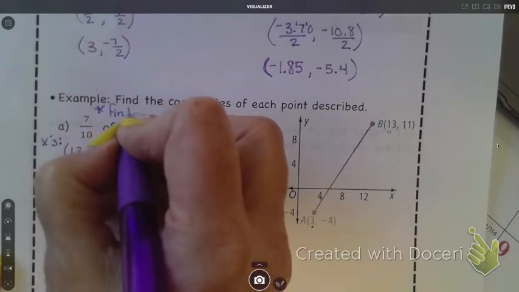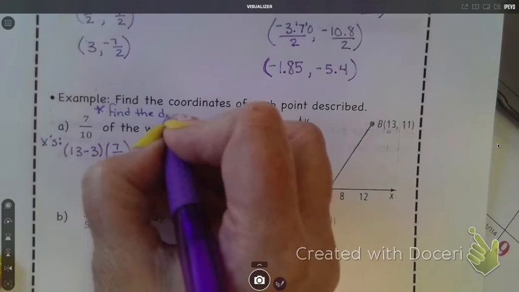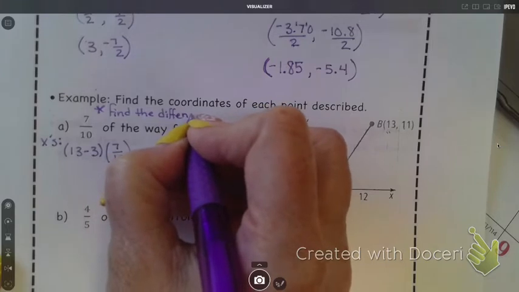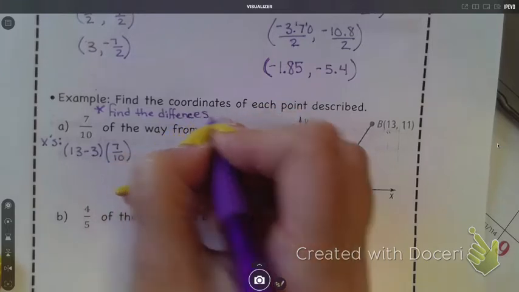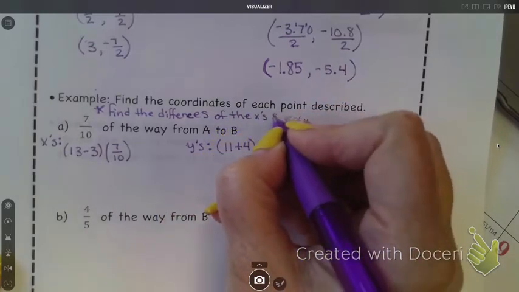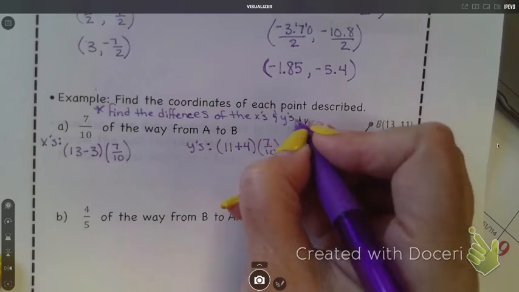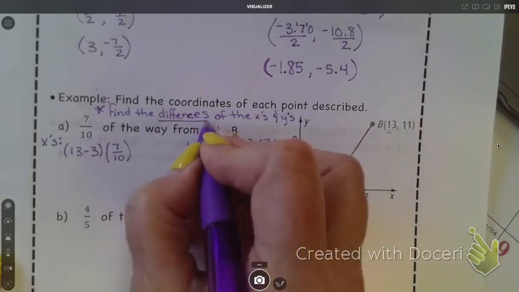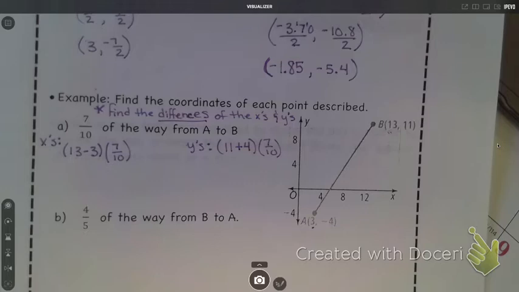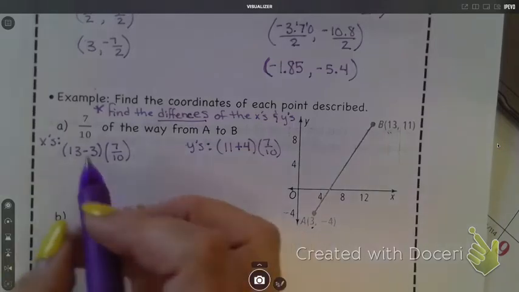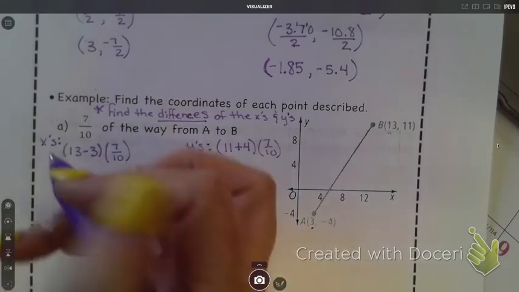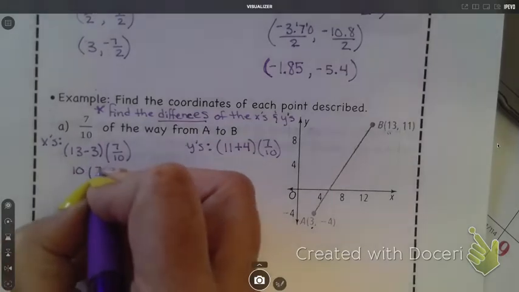So we need to remember, find the differences, right? And the reason why I put that in there is the differences, because when we subtracted the negative, it became a positive, right? And we just got to remember differences. So, what's 13 minus 3? 10. So 10 times 7 over 10.